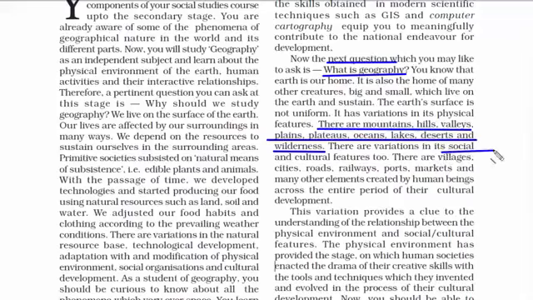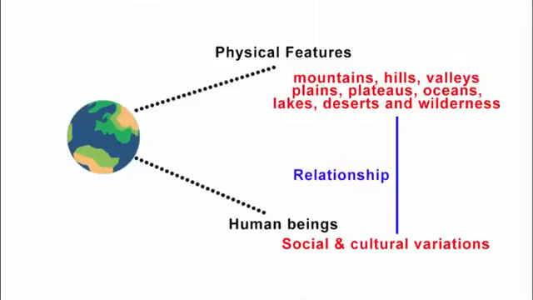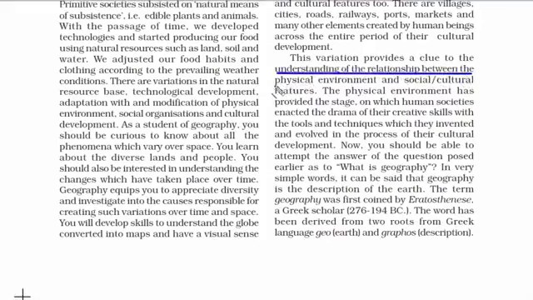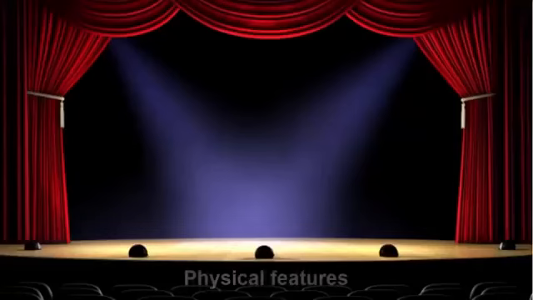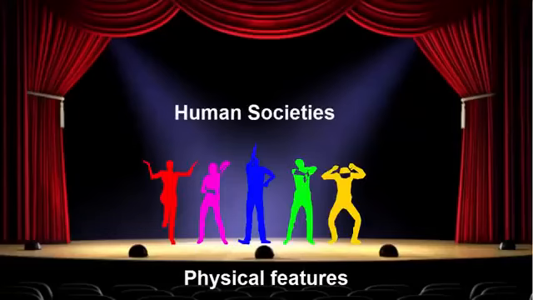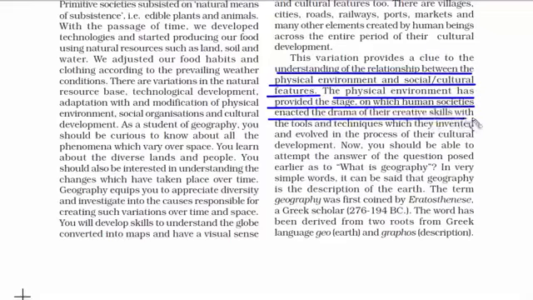Now in human society, we have variations in terms of social and cultural form. We have people belonging to different communities, different backgrounds, with different beliefs. So it is really interesting to see the relationship between the physical environment and social or cultural features. From a poetic point of view, we can say the physical environment is like a stage, and human societies are the actors performing.